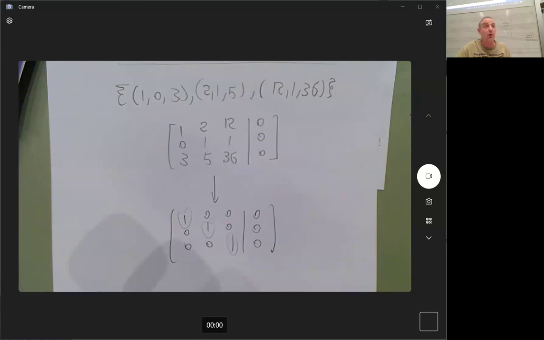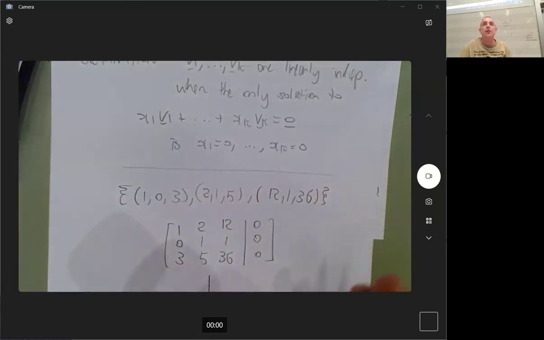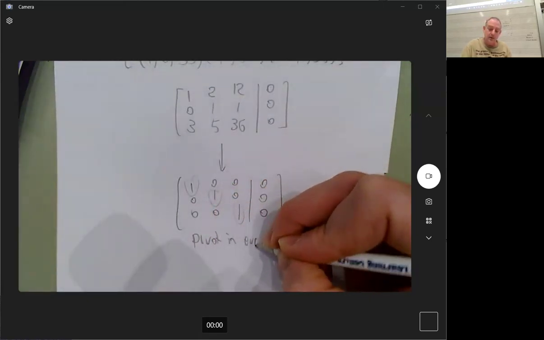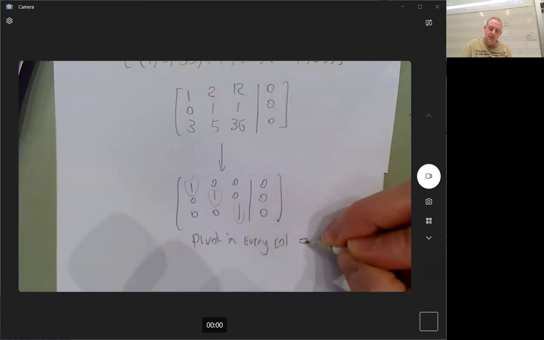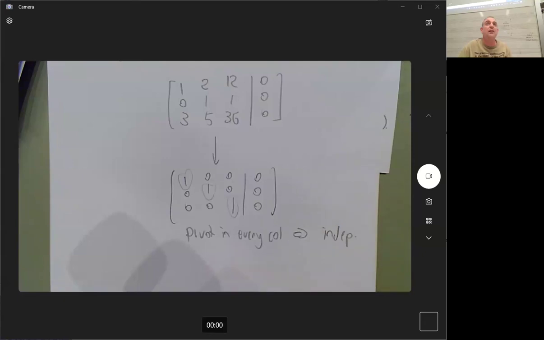What you need is one of these pivots, one of these in every column. You don't need one in every row because your vectors might have like 10 coordinates and you might only have 3 of them. You don't need one in every row, but a pivot in every column means they're independent. But if you have even one column with no pivot in it, they'll be linearly dependent.